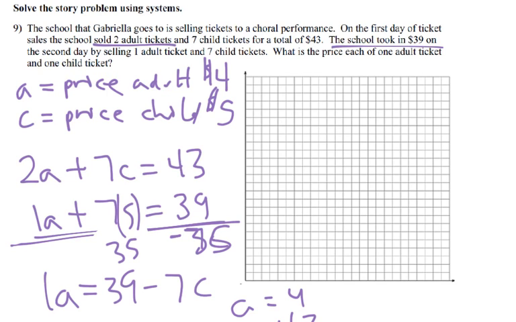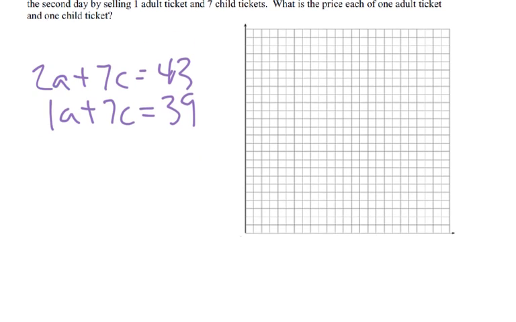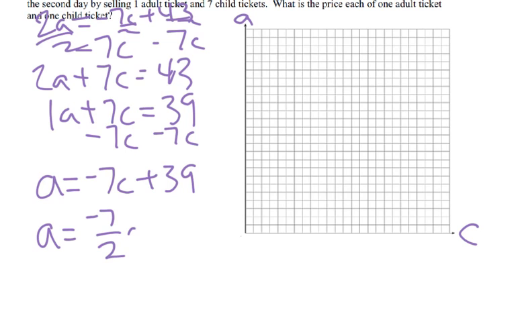The last way would have been to graph it. Let me clear this. So to graph it, we would have gone to 2A plus 7C equals 43 and 1A plus 7C equals 39. We just said, well, let's call this children and adult. So A is like the y, so we'd subtract 7C from both sides. So I'd get A equals negative 7C plus 39. This one I would have subtracted and got 2A equals negative 7C plus 43, divided by 2. I would have got A equals negative 7 halves C. And let's see, 43 divided by 2, that gave us 21.5. Then I could have graphed these, and where they would have intersected would have worked.